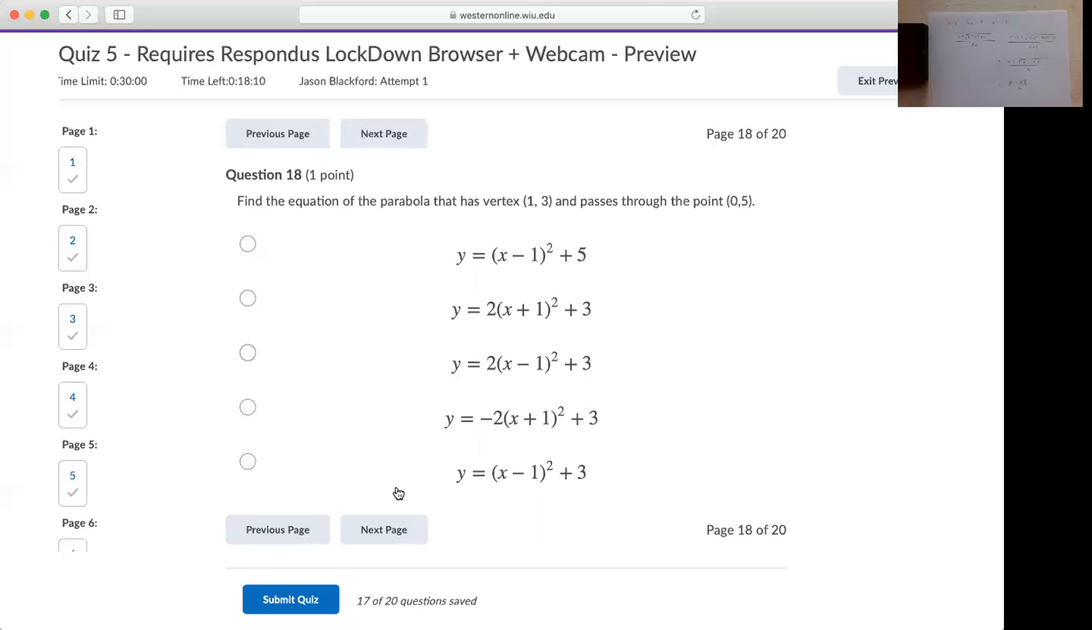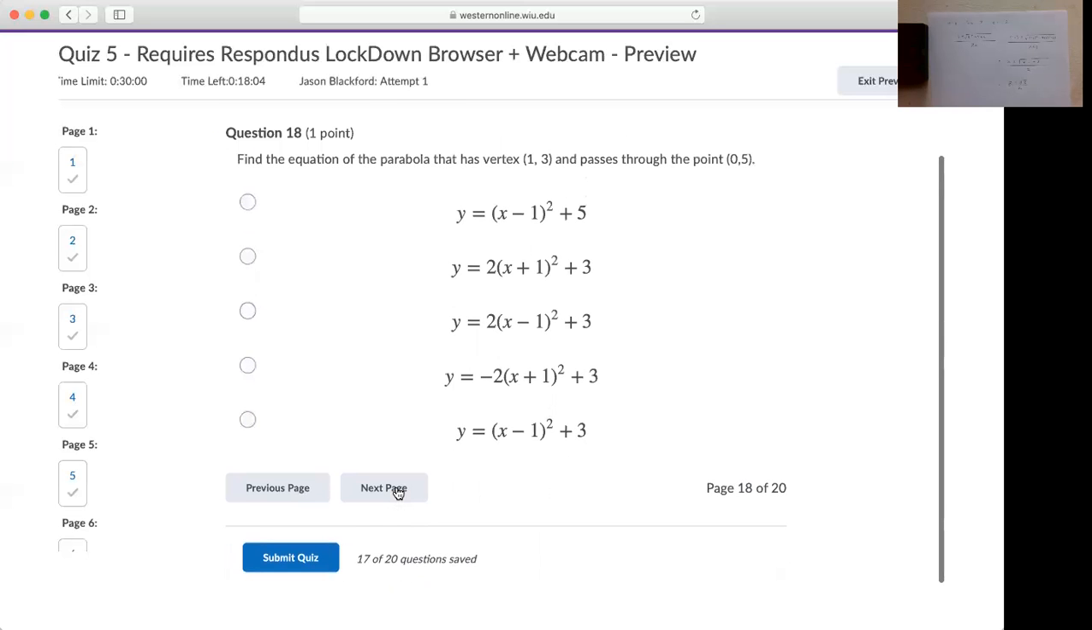All right. Here at question 18, we wanted to find the equation of a parabola where the vertex is (1, 3), and it passes through the point (0, 5). In this case, you have to use the second formula for the parabola again. y equals a times (x minus h) quantity squared plus k. The vertex is (h, k), and that is (1, 3). So y is going to be a times (x minus 1) quantity squared plus 3.